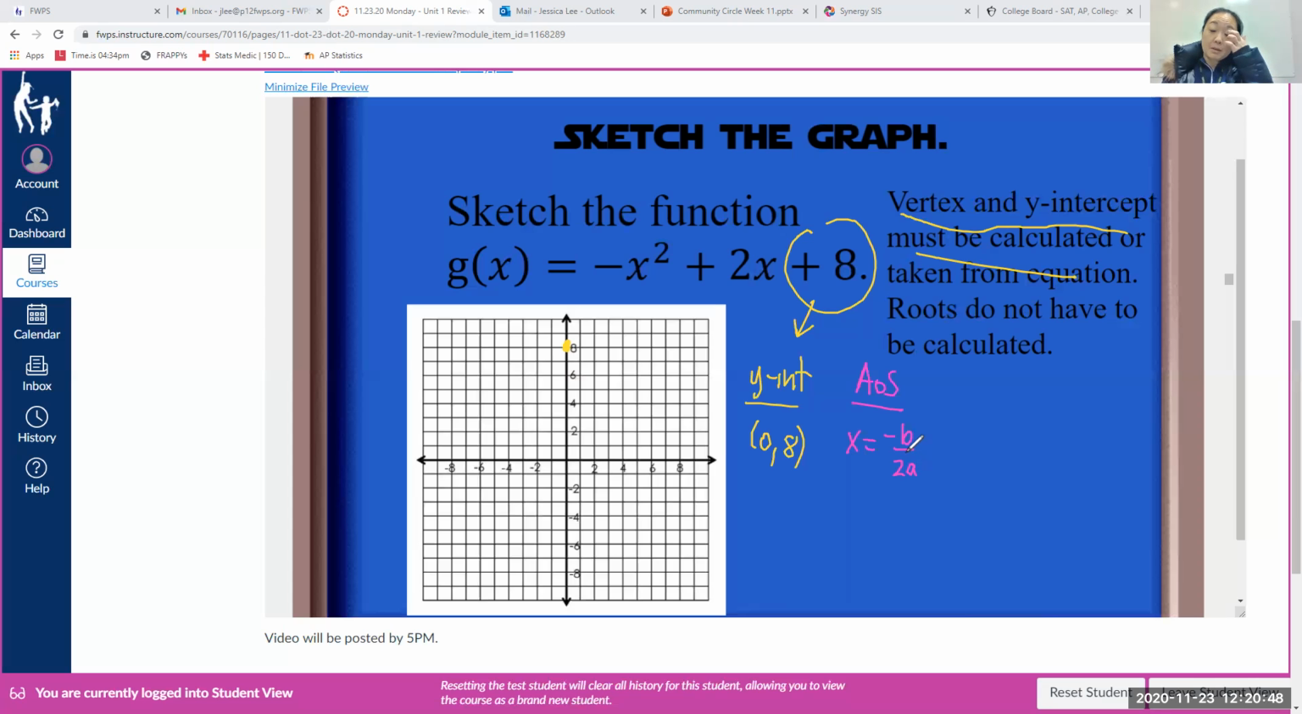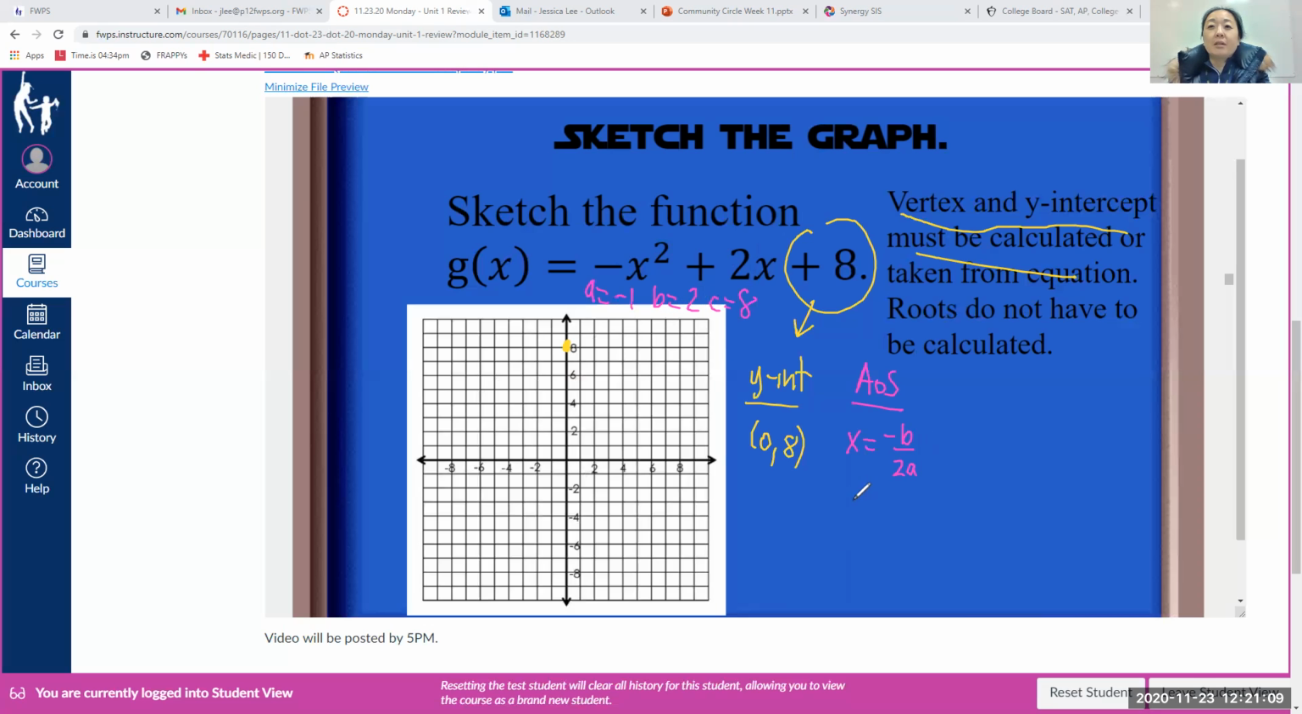So if you don't remember how to do that, or you didn't write it down, I would write it down. Get a separate sheet of paper, write those things down. Okay, that's like your notes. You can use your notes. And remember, a is the number in front of x squared, which is a negative, so it's -1. B is this 2 right here, and C is 8.